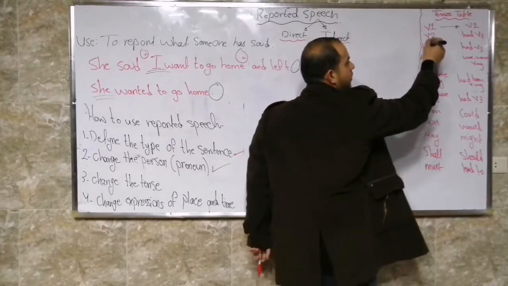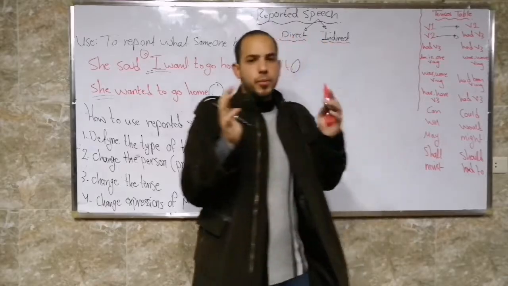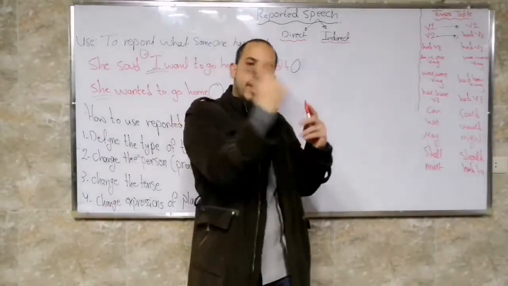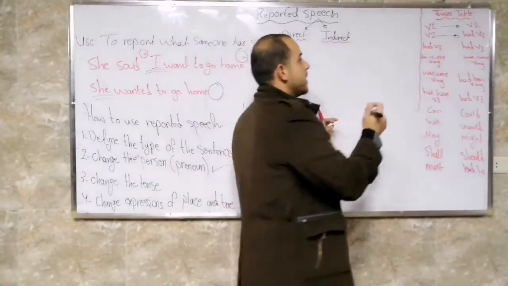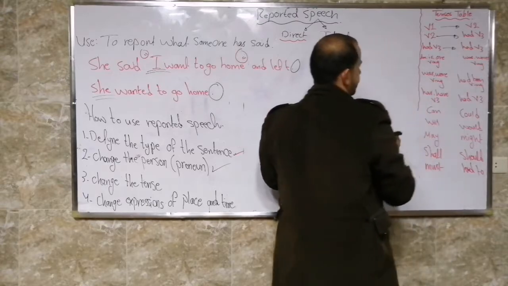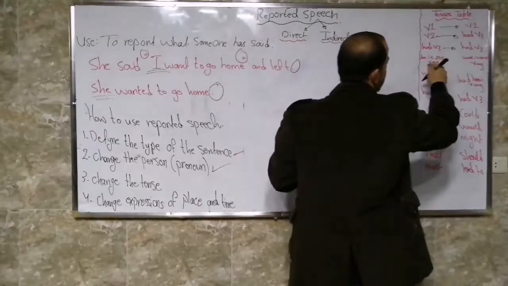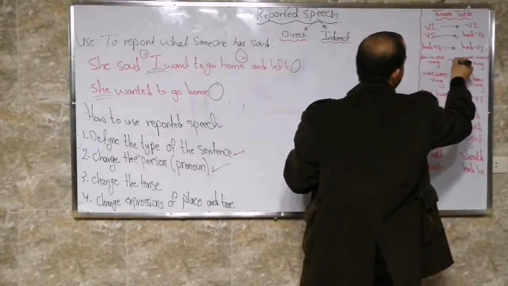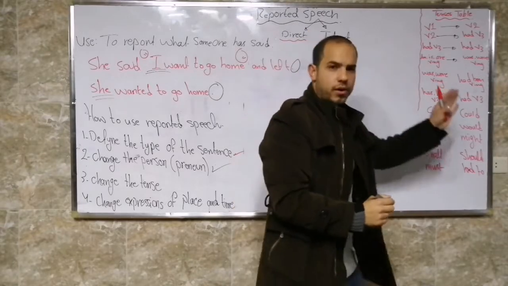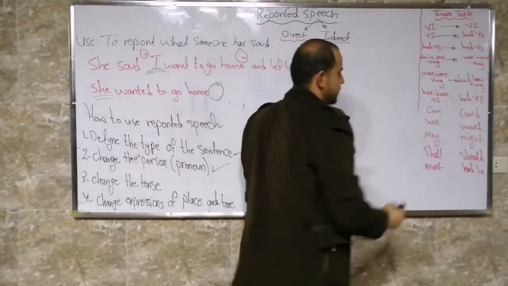Then if I have verb 2, it changes to verb 3, because reported speech is like one step backward. And here we are going one step back. Had verb 3 stays had verb 3, because we cannot go back. Am, is, are plus verb ing becomes was, were, and verb ing. Was, were with verb ing changes to had been verb ing.